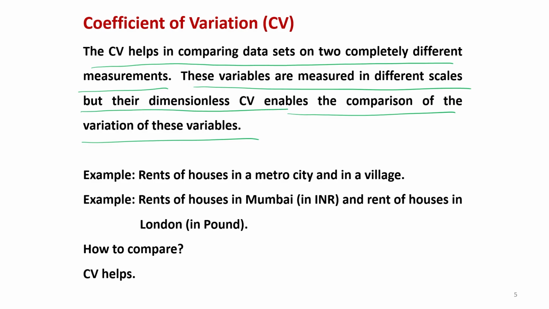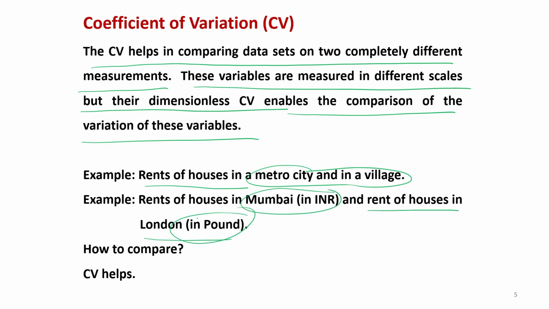For example, the rents of houses in a metro city and a village cannot be compared as such, right. And similarly, if you want to compare the rents of houses in, say, Mumbai in Indian rupees and the rent of houses in, say, London, how do you compare them? They have to be compared with respect to the income or the salary. So, in such cases, this coefficient of variation concept helps, right.